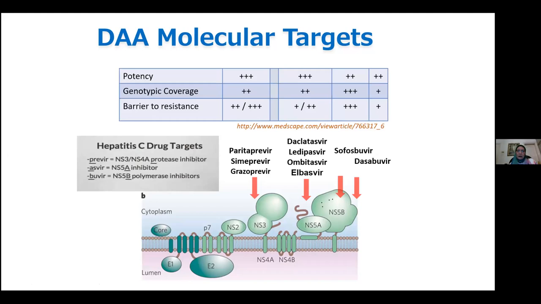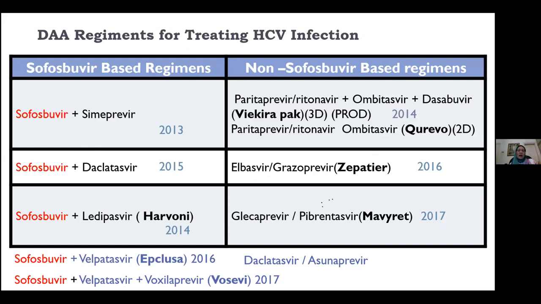So we have our drugs. We have the sofosbuvir-based regimens. We have the sofosbuvir, simeprevir, daclatasvir, ledipasvir, velpatasvir, and you also have triple drug combinations. And you have the non-sofosbuvir-based regimens. You have the paritaprevir, which is boosted with ritonavir to make it a single daily dose, co-formulated with ombitasvir together with the third drug, which is the dasabuvir, and this is called the 3D or the PrOD, and this is used for genotype 1.